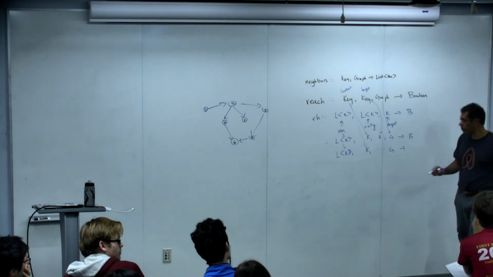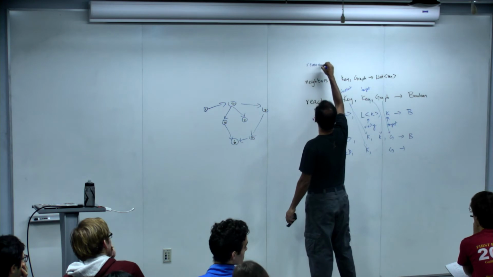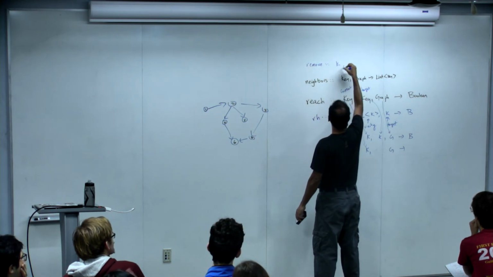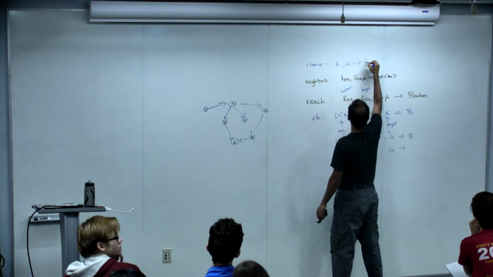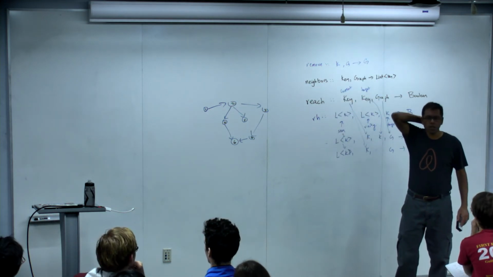We made a remove function which takes a key and a graph and returns a graph. Remove takes a key and a graph and returns a graph. Okay. Any others? Okay. So tell you what.